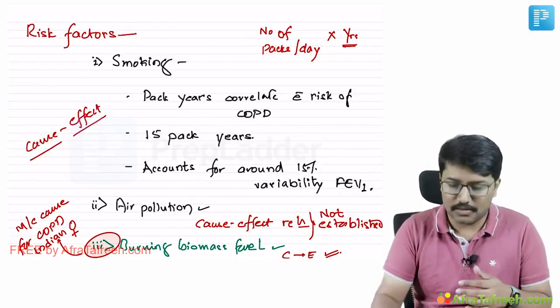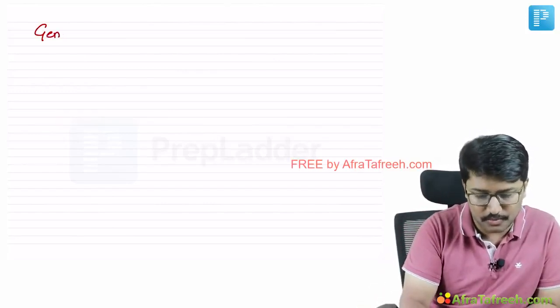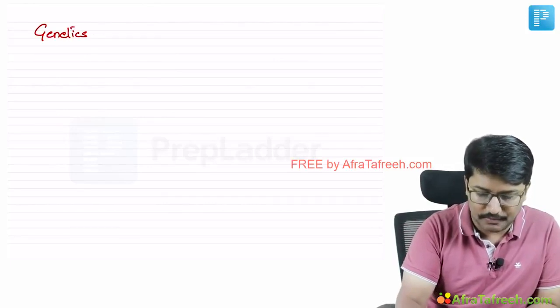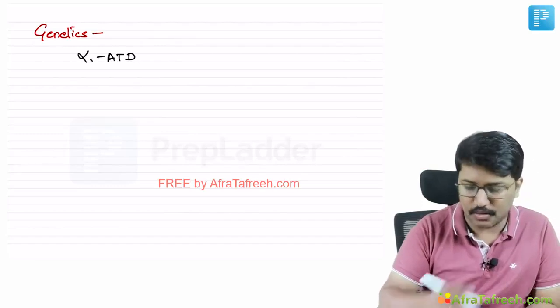What about genetics? Definitely, that's going to play an important role, right? Because as I have already told you, only 15% of the FEV1 variability in patients with COPD can be accounted for by smoking, right? So the remainder has to be accounted for by other measures. So when you look at genetics, I think the first thing that should come to our mind is obviously alpha-1 antitrypsin deficiency, or AATD.